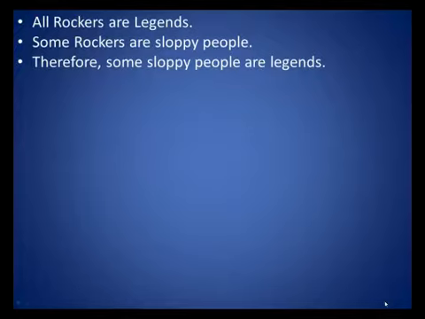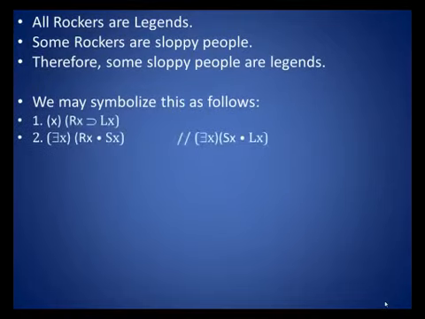So let's look at an example. All rockers are legends. Some rockers are sloppy people. Therefore, some sloppy people are legends. We can symbolize this as follows. For all x, if x is a rocker, then x is a legend. There exists an x such that x is a rocker and x is a sloppy person. Therefore, there exists an x such that x is a sloppy person and x is a legend.